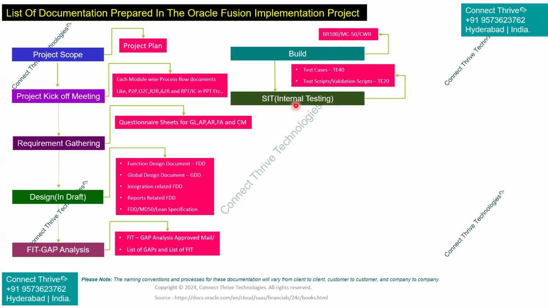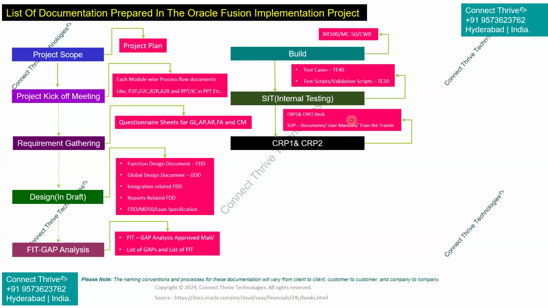Okay. So next, once SIT is done, these documents we have to prepare. Then we have CRP1 and CRP2 sessions, so here we have to prepare the CRP1, CRP2 deck. As per the plan, we have a day-wise plan for how many scenarios we are going to complete in a CRP session. Like in the first half, how many scenarios we are going to complete, and in the second half, how many scenarios we are going to complete.